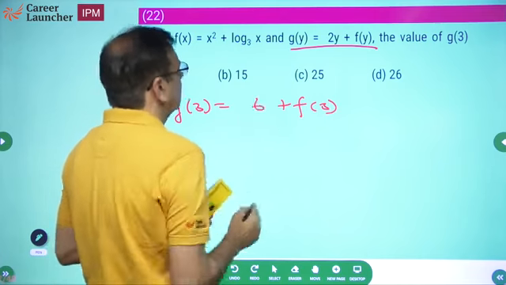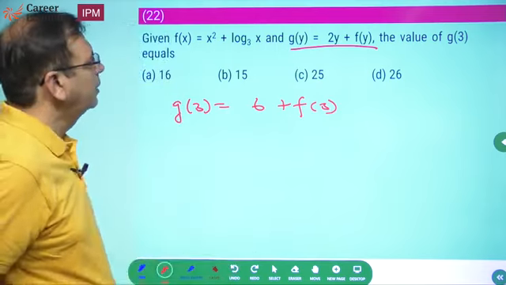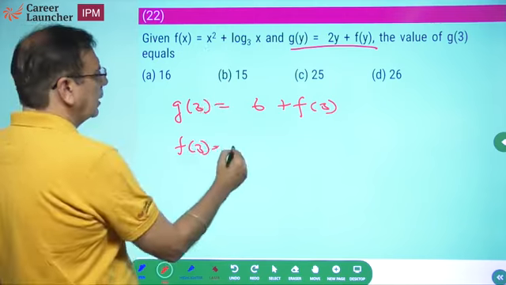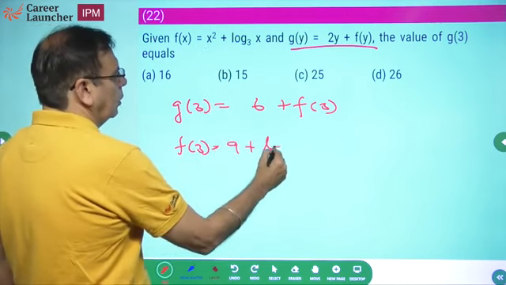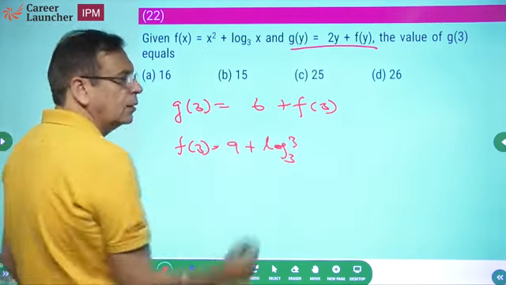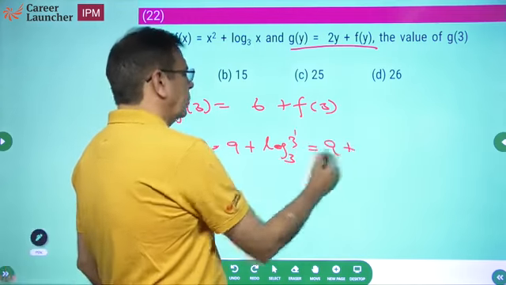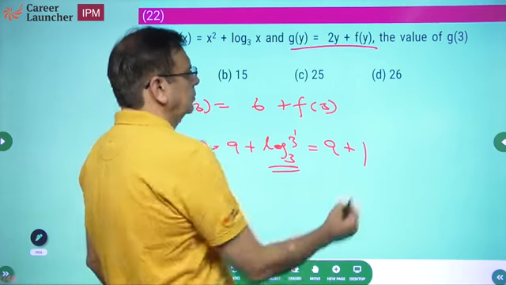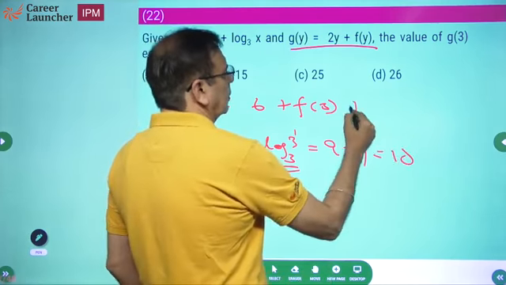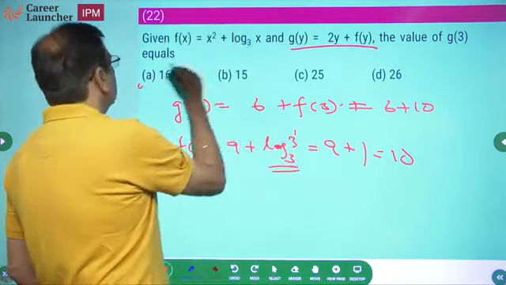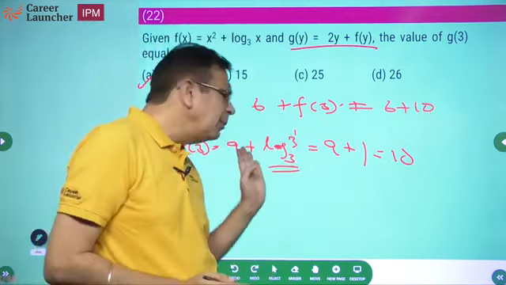And what is f(3)? 3 3s are 9 plus log of 3 base 3. This is 3 to power 1. So what does it become? 9 plus this is 1, 10. This effectively becomes 6 plus 10. Answer should be 16. Simple question. Do not miss this question.